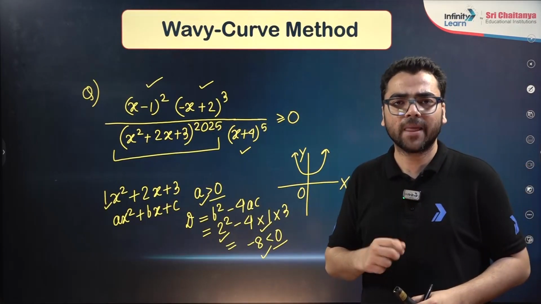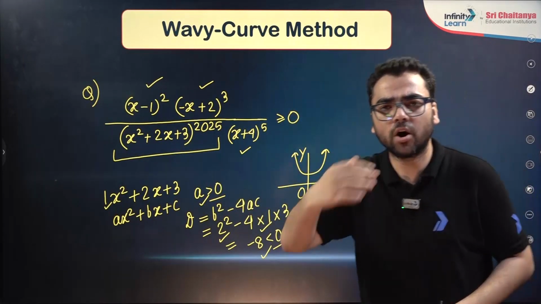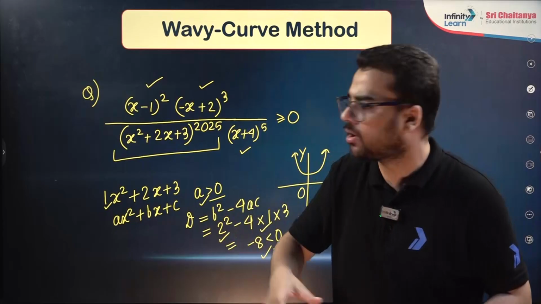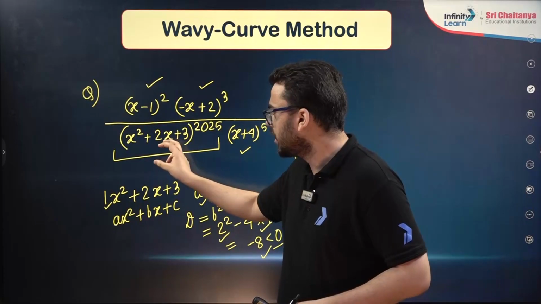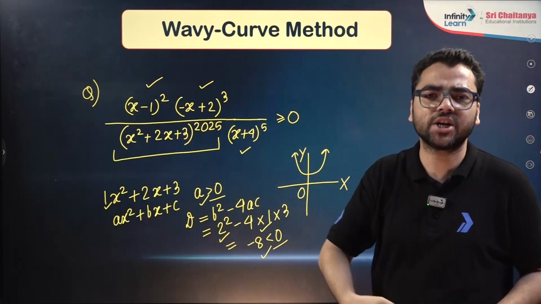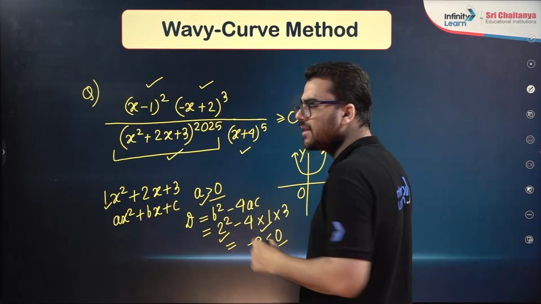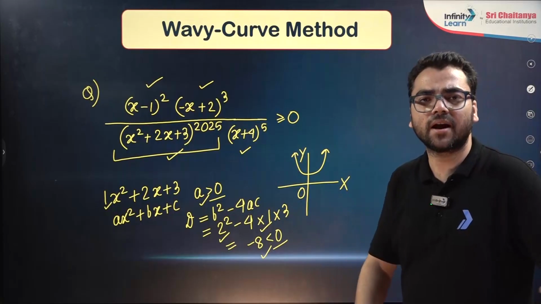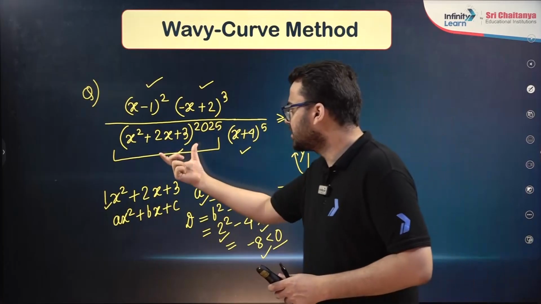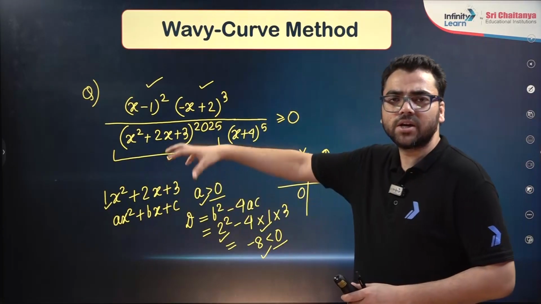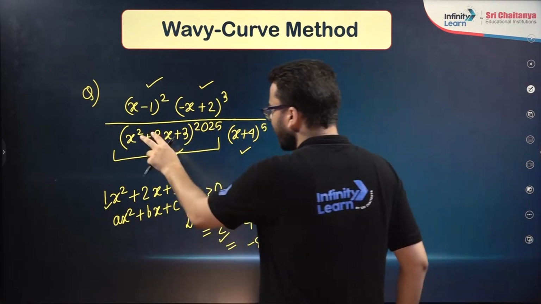So what does it mean? It means that this is just like any positive number, so it will not contribute in the sign change of the expression. So we can just ignore it. It's just like any other number, like 5, 6, 7, 100, any positive number. It is negligible. You don't need to use it while solving this inequality. So that's the first thing, neglect it.